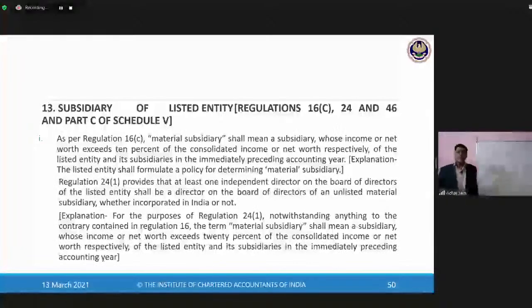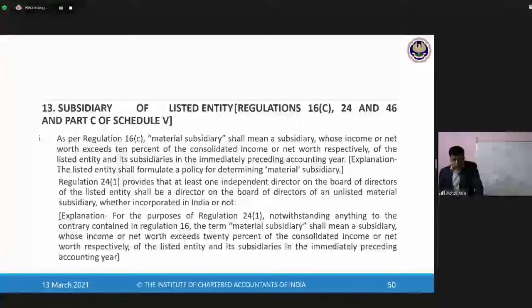Regulation 24(1). So we have another regulation. This provides that at least one independent director on the board of directors of the listed company shall be a director on the board of directors of the unlisted material subsidiary. So can you understand the relevance of this material subsidiary? We are saying that at least one independent director out of this listed company's board will also become the director of its unlisted material subsidiary. Okay.